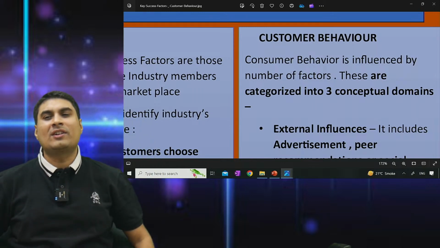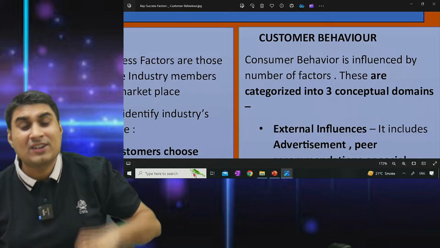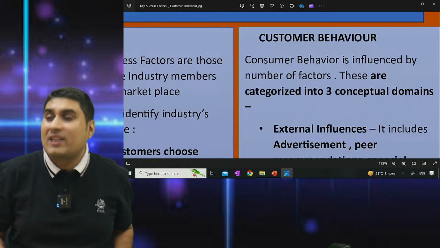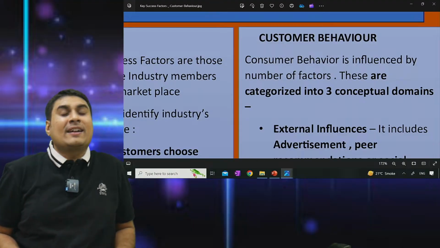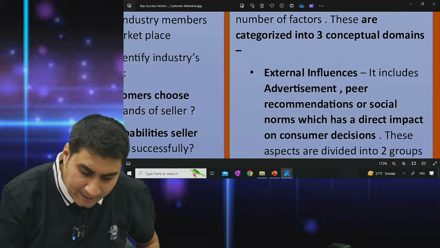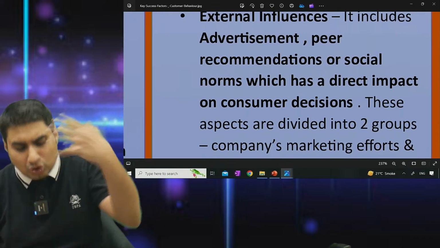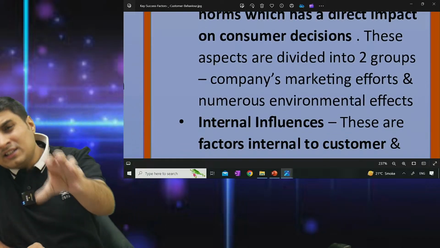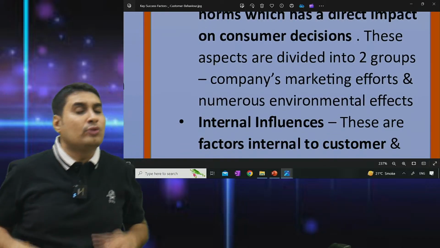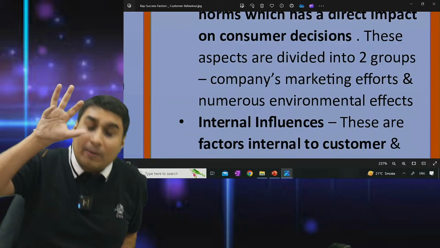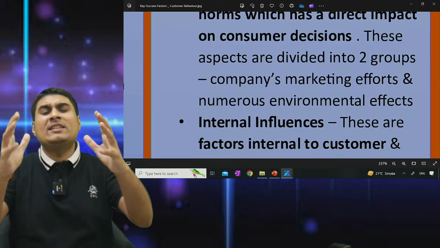External factors. Okay, what's external? Your peer pressure, your parents will tell you to buy this phone, advertisement is there. Marketing gimmicks are there by the company. So a number of things. First you look at external influences. These are advertisement, peers, social norms. Basically we see 2 things: the company's marketing effort and environmental influence. What's environmental? What is your friend buying, which phone? And how the company is doing marketing. These things basically are external.